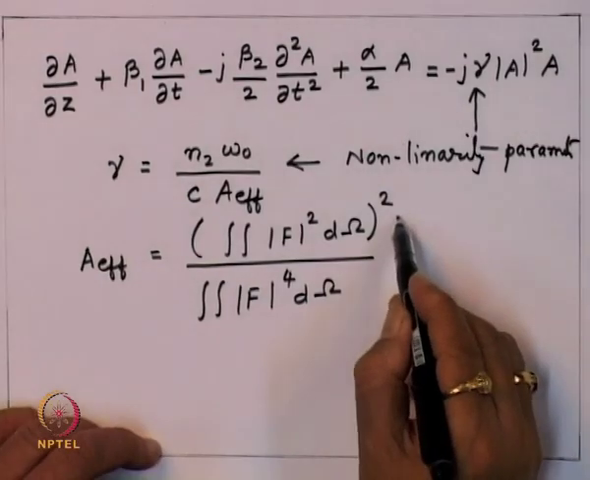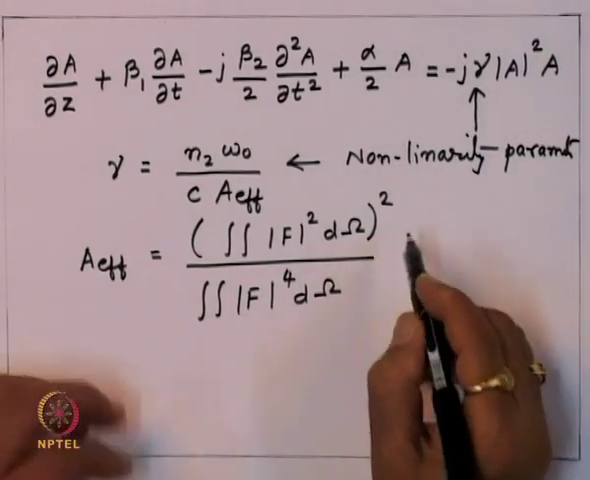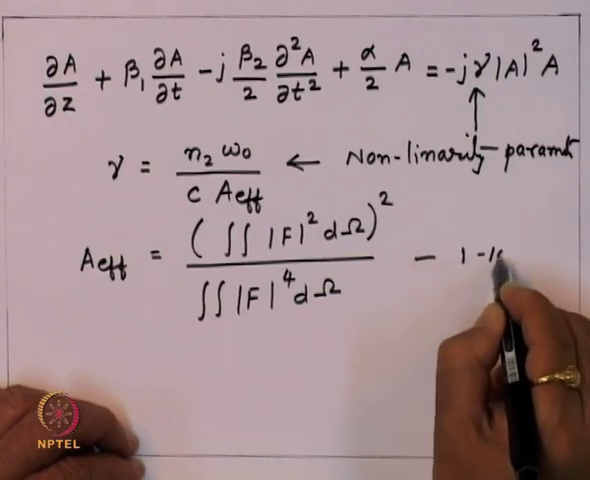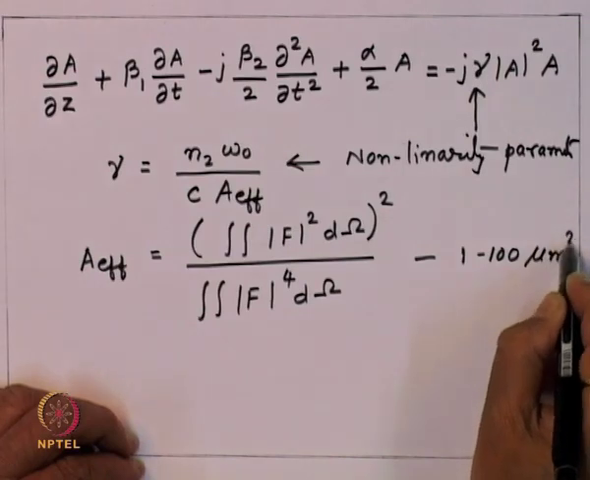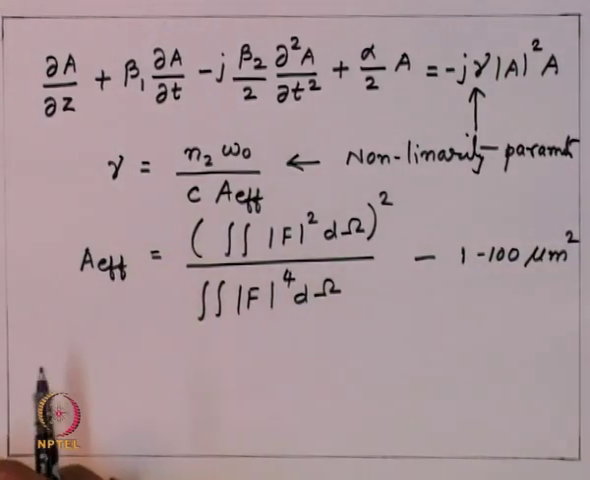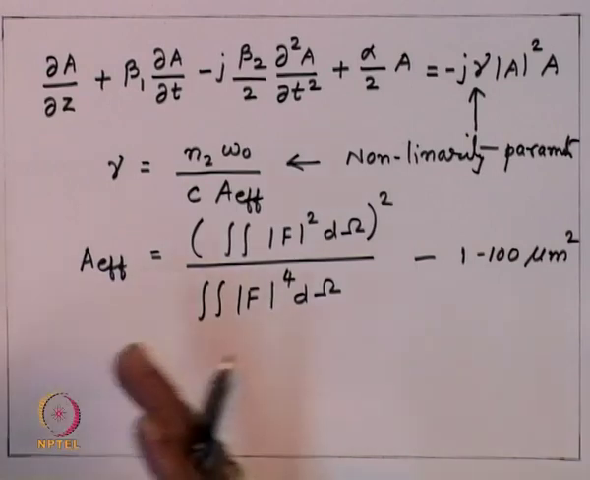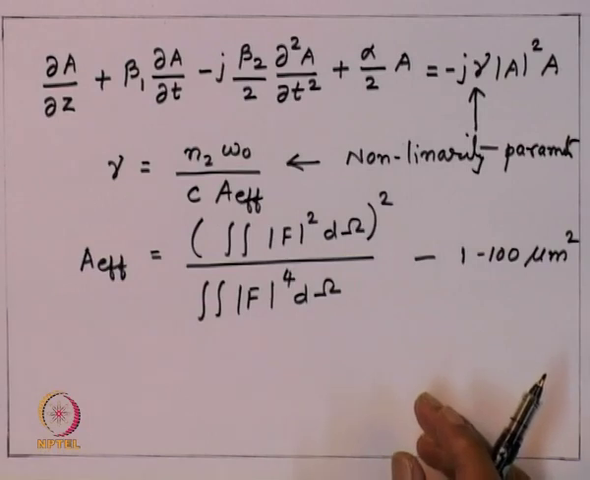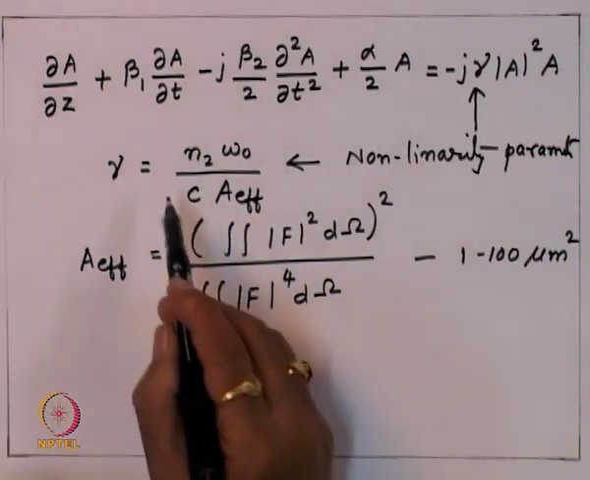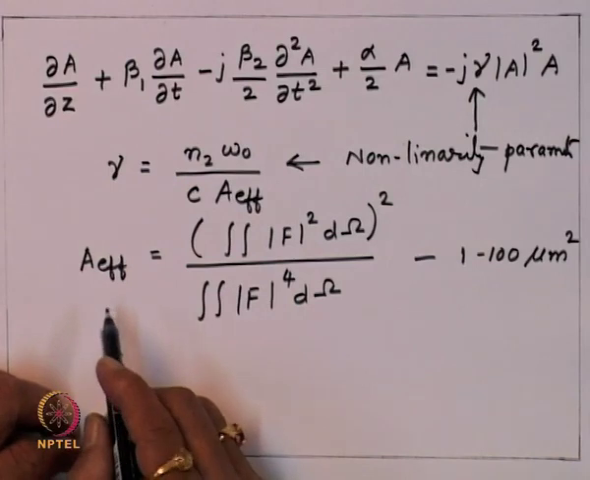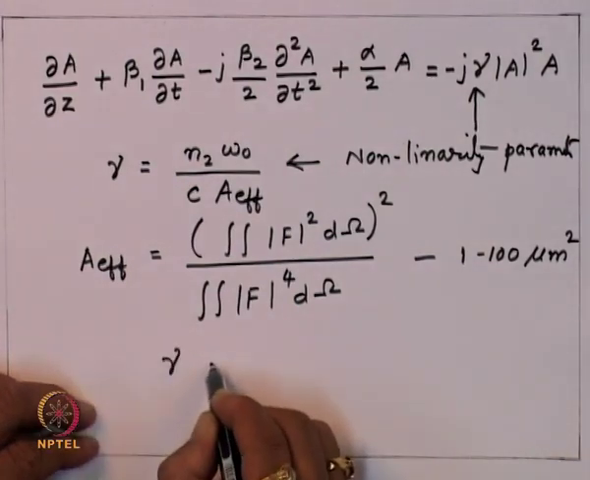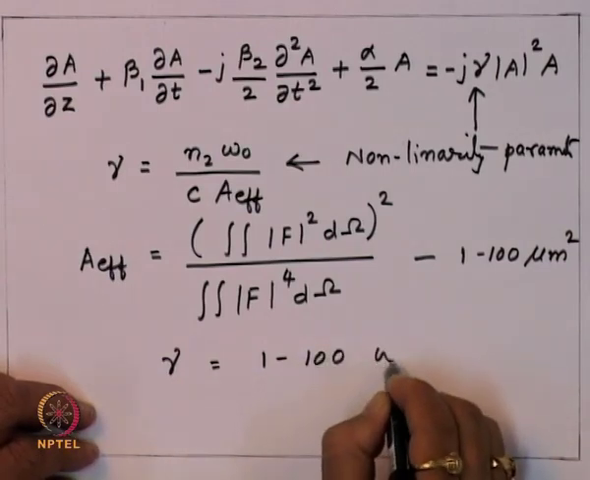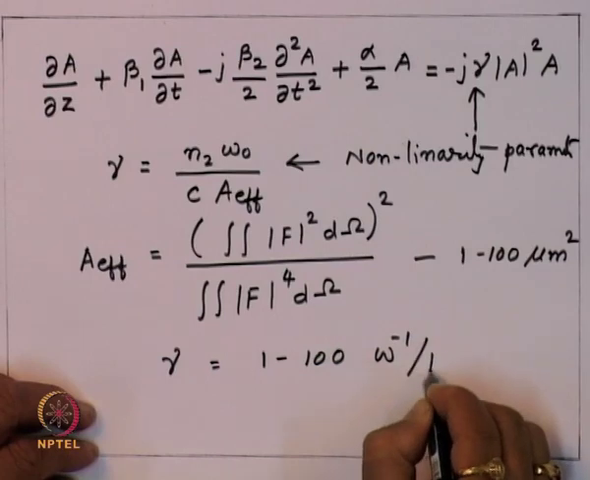Now, the typical value for the effective area inside the optical fiber may range from about 1 to 100 micrometer square, depending upon what is the core size and what field distribution you are taking, and so on and so on. And the corresponding value of this parameter gamma may be in the range of 1 to 100 watts minus 1 per kilometer.